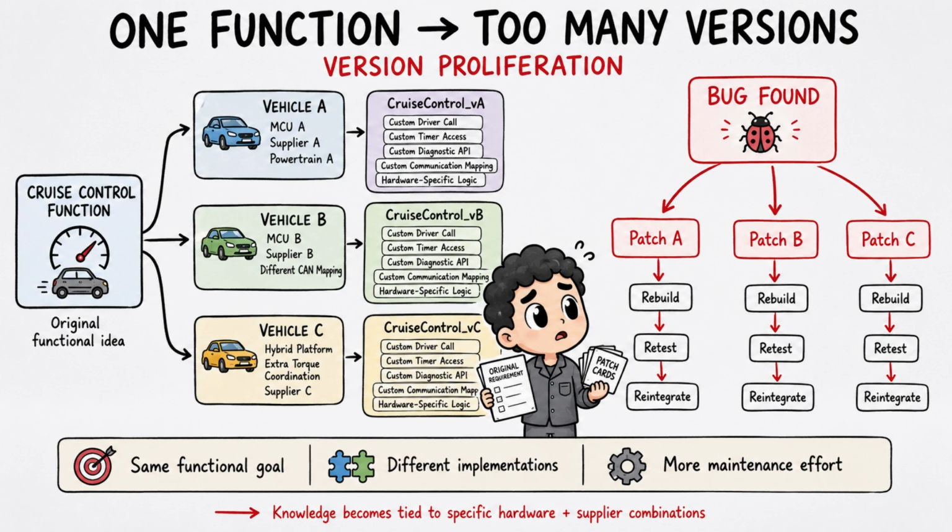Every change in hardware or infrastructure can create another branch. One software version becomes several closely related variants. A defect may need to be fixed in each one. Each variation needs integration and testing. Knowledge becomes tied to particular combinations of hardware, software, and suppliers. AUTOSAR refers to reduction of this kind of version proliferation as one of the potential benefits for suppliers.